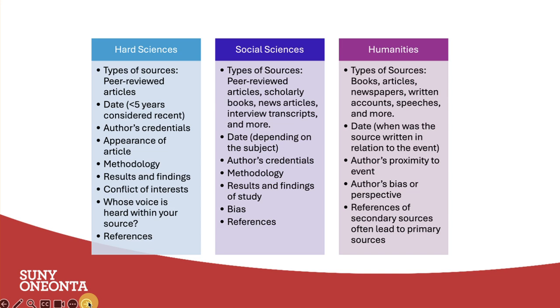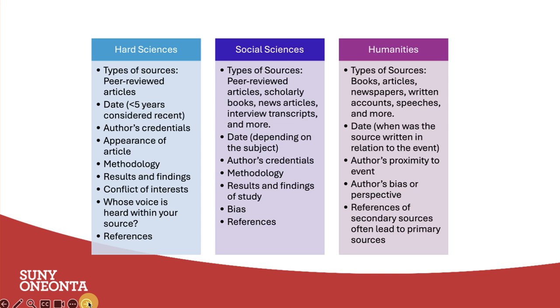When you're evaluating a source in the hard sciences, you're often looking for a primary research study. To determine if a source that you're looking for is a primary research study, rather than a review article or a chapter in a book, you can look at the appearance of the article.